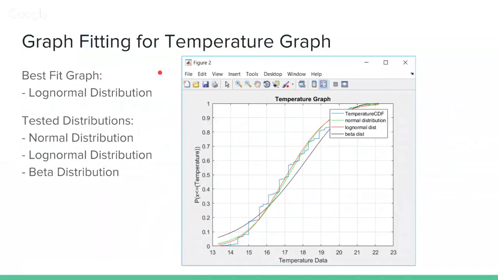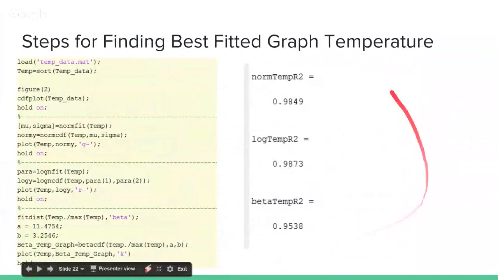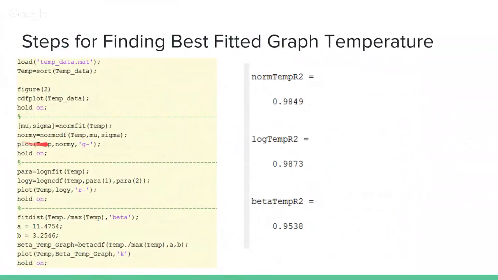And then how we arrived at that conclusion, this right here is our MATLAB code to come up with the actual analytical graphs that we have on there. These are our adjusted R2 values.